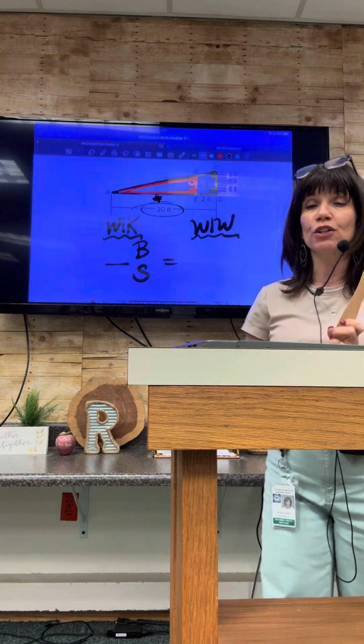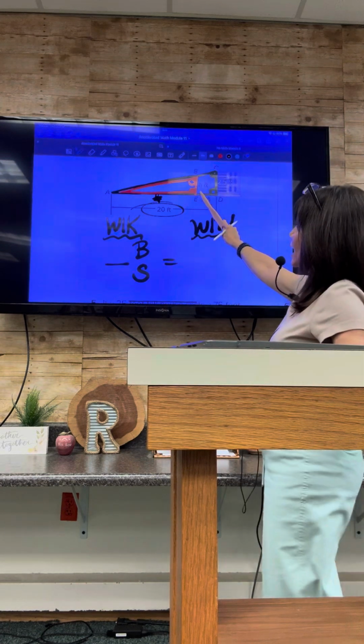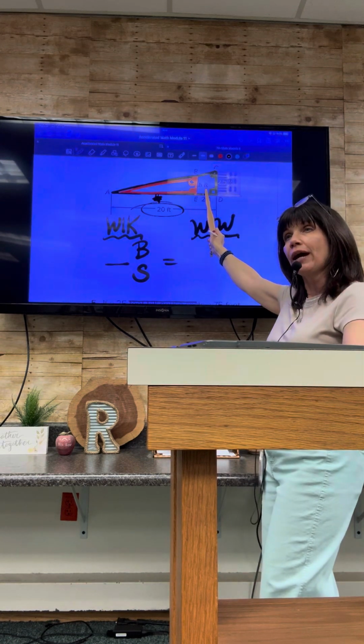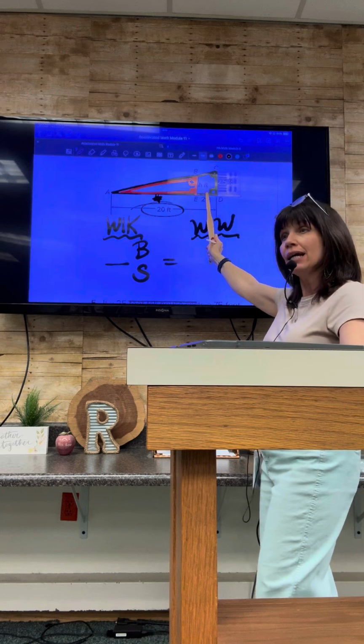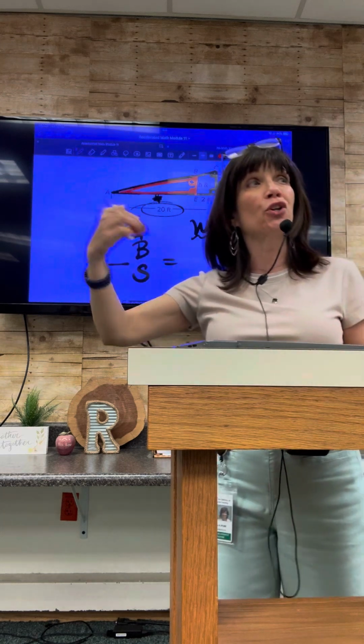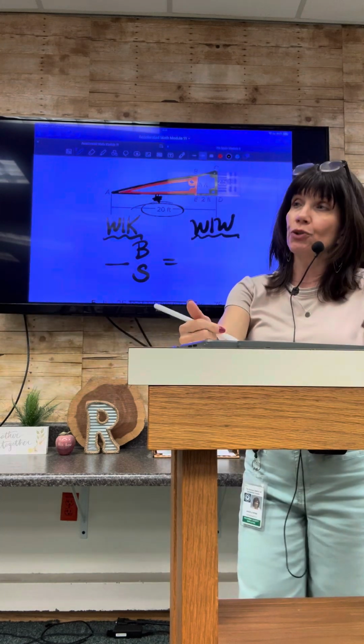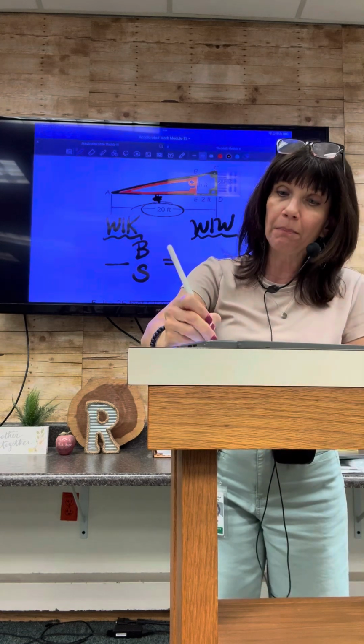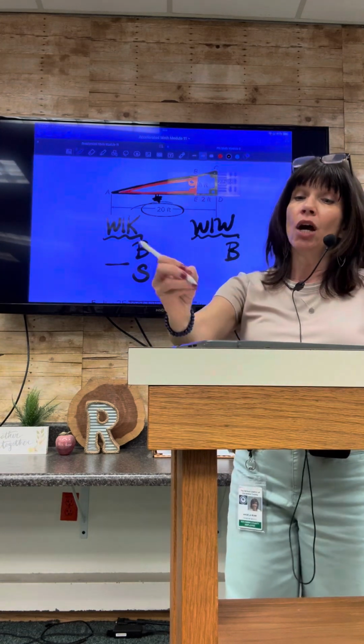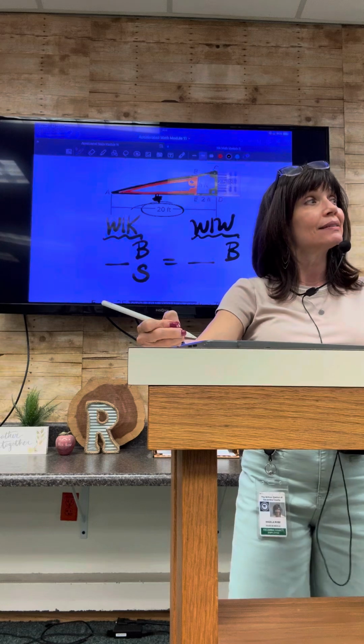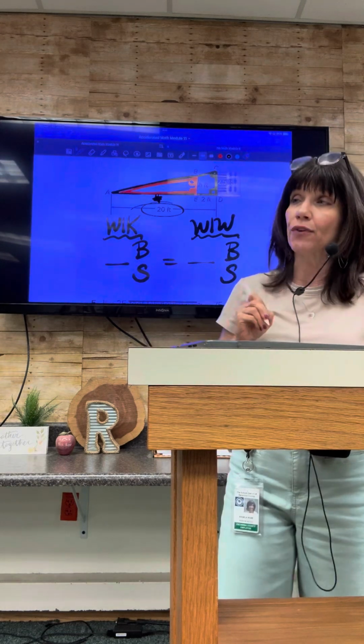Guys, what do I want to find? I want to find the unknown height of my little red triangle, yes? Okay? Remember, we write same label across from same label, so what letter do I write across from B? B. Please write B across from B. What letter do I write across from S? S. Please write S across from S.